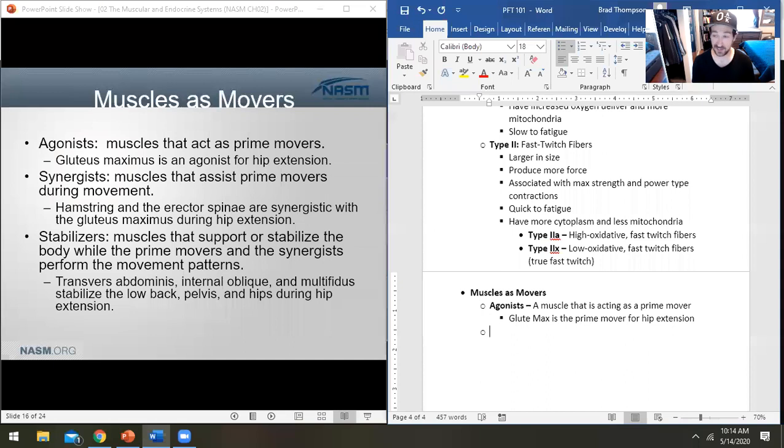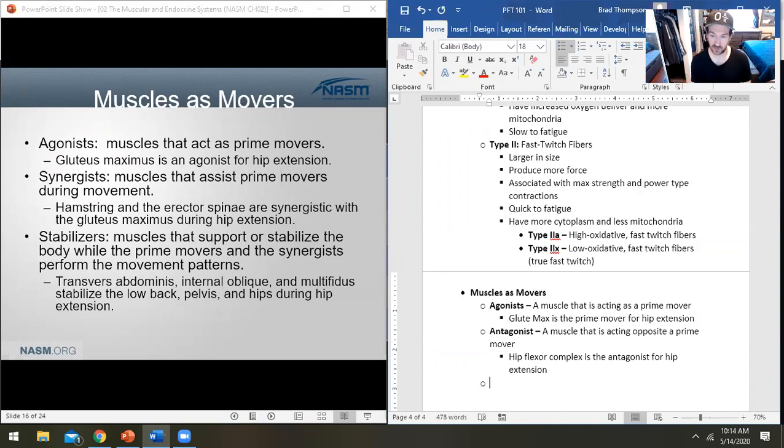Then we got antagonists, which are exactly the opposite of agonists, right? An antagonist is going to be a muscle that is acting opposite a prime mover. My tricep is the antagonist to my bicep. And so if my glute max does hip extension, my hip flexors do hip flexion, right? So my hip flexor complex is the antagonist for hip extension, because it does hip flexion.